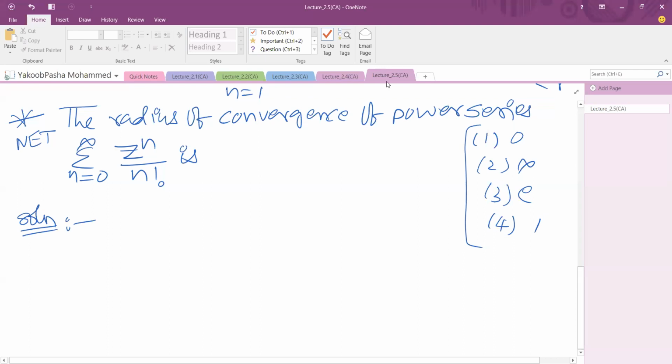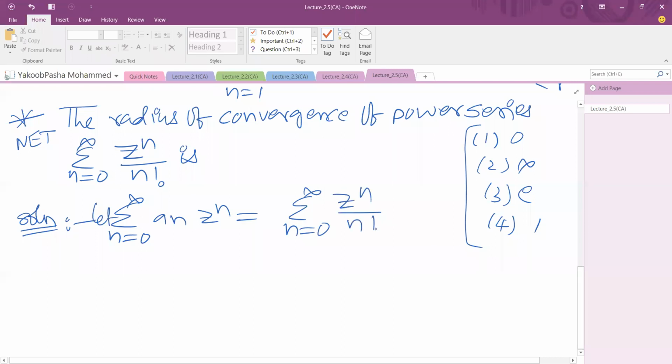The original power series is summation n equal to 0 to infinity an z power n. We are comparing that with summation n equal to 0 to infinity z power n by n factorial. We can write the an value: an is equal to 1 by n factorial, and an plus 1 is equal to 1 by n plus 1 factorial.